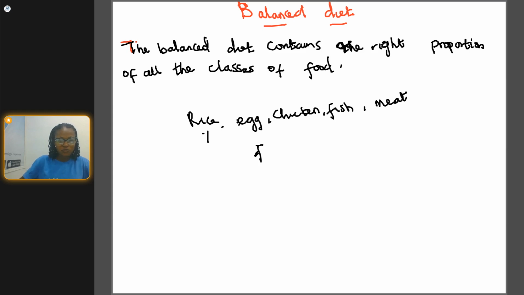So we are going into food test, and I hope you understand the classes of food already. You understand what we mean by balanced diets.